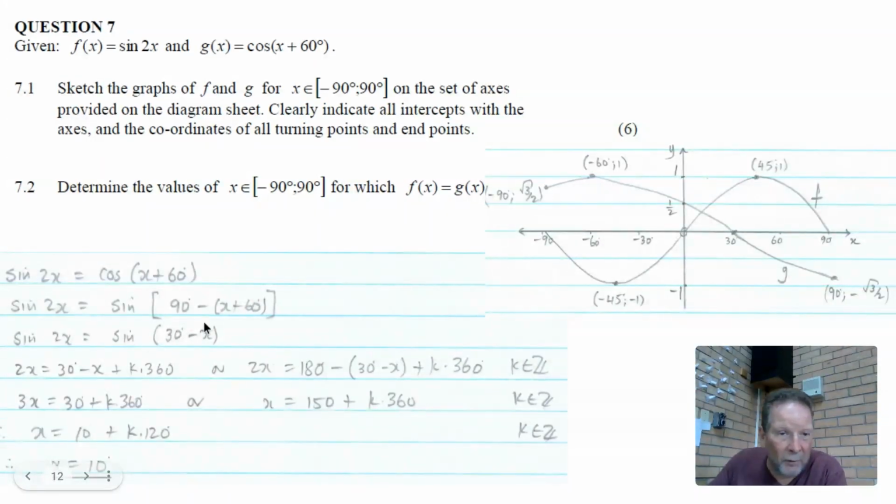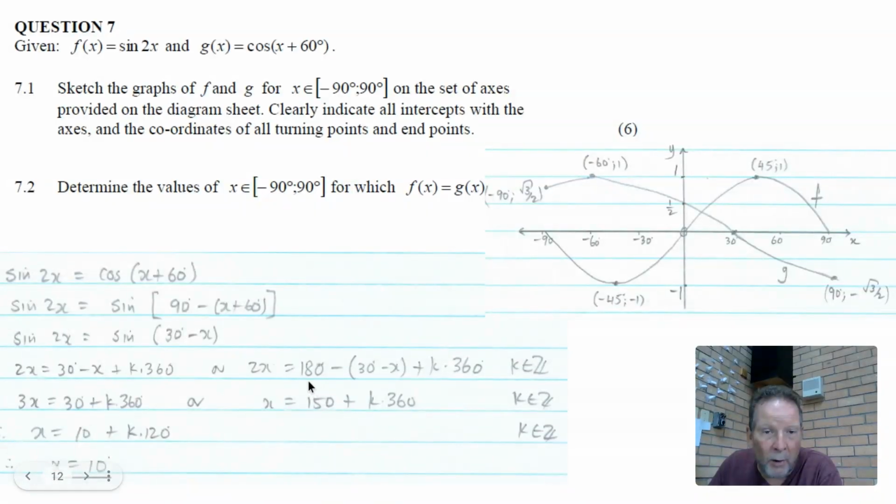Now, the only way these two equations could be equal is if 2x equaled 30 minus x, and those answers would repeat themselves every 360 degrees. And the other one is 180 minus 30 minus x, plus k times 360. Well, you just solve this. You add x, and then you divide by 3, and you get x equals 10 plus k times 120. So that must be 10 degrees right there. And I think that is the answer.